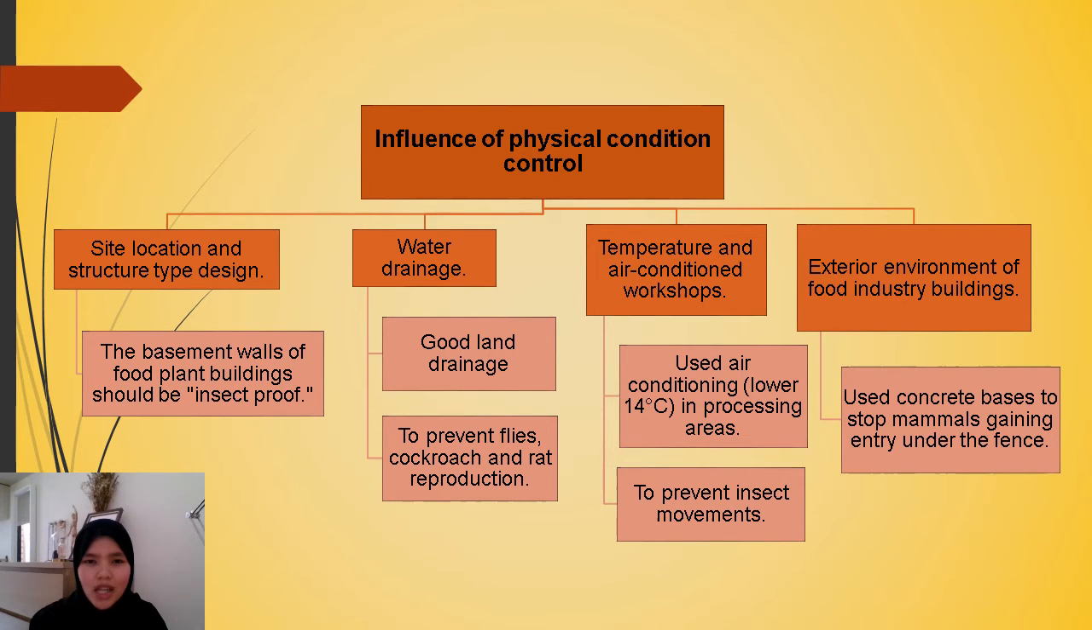Second, influence of physical condition control, such as the basement walls of the building must be insect-proof, have good land drainage, and the workshop must be air-conditioned. For the exterior of the building, a concrete base must be used to stop mammals gaining entry under the fence.